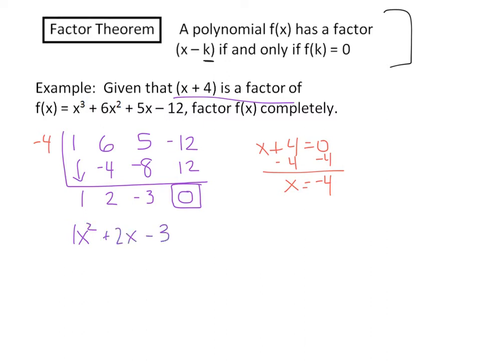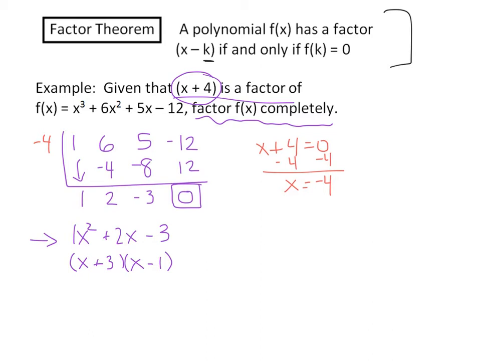Now what we are left with is a quadratic expression, and we need to factor completely. So we're not done. We know one of the factors is x plus 4. We need to find the rest of the factors of this polynomial. So we're going to factor it. We put an x here and an x here because x times x gives us the x squared. Now we need the numbers here and here that when we multiply them give us negative 3, and when we add them give us positive 2. That will be plus 3 and minus 1. You can check that math if you need to. So those are our other two factors.